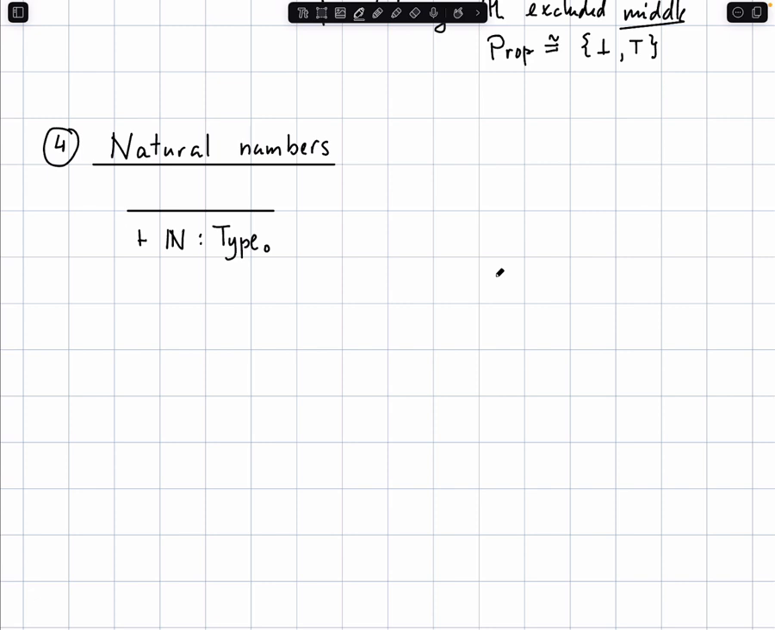Okay, now we have a type. Next step, we have to explain how to make its elements. How do you make the elements of type N, natural numbers? Well, you would say there is a constant called 0. I here used the actual numeral 0.